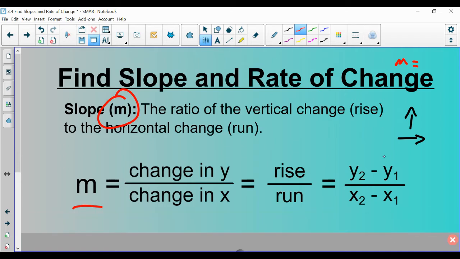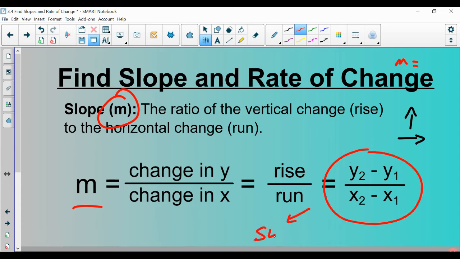And then this formula here is an important one. This formula is called the slope formula, of course, because it's the formula that helps you calculate slope. The formula is y2 minus y1 over x2 minus x1, or divided by x2 minus x1.